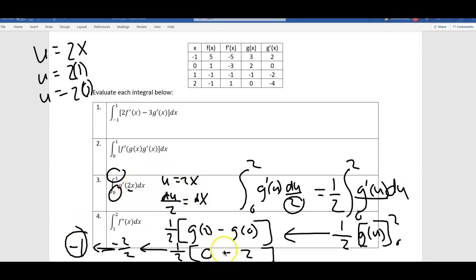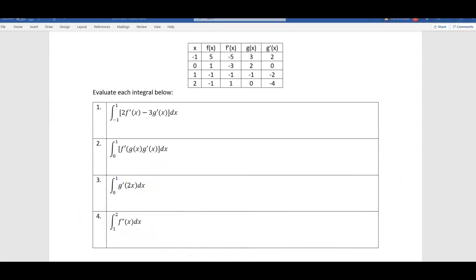Let's go ahead and take a look at number 4. No u sub on this one. It may have u sub on your quiz, I don't know. If you have something else other than x on the inside here, it'll be a u sub. But what makes this one interesting is the fact that it's a double prime. Because when you integrate a double prime, you get a single prime.